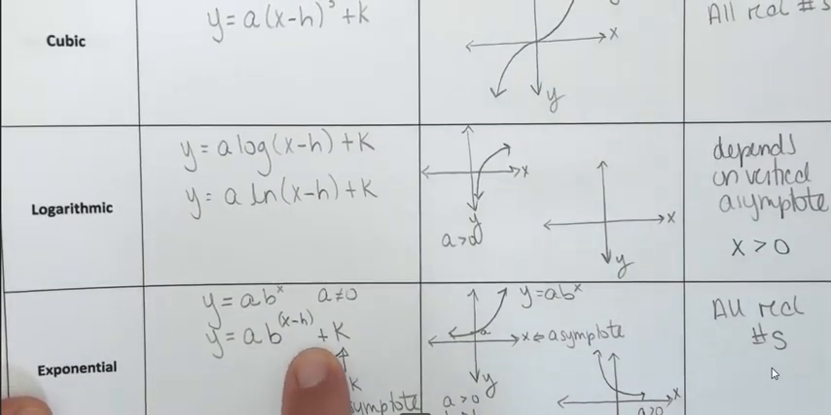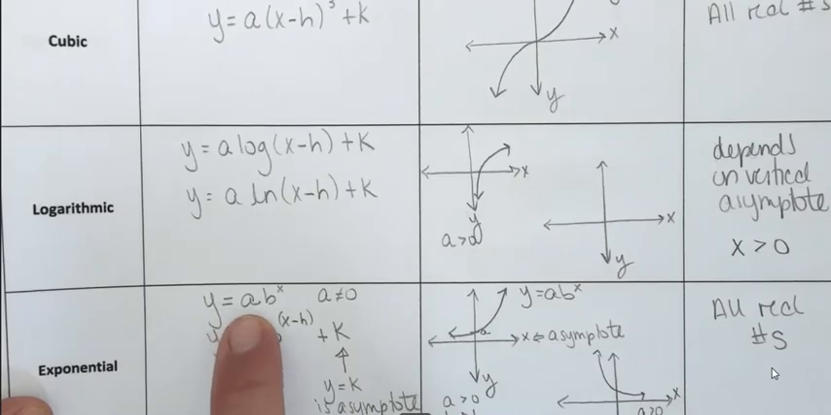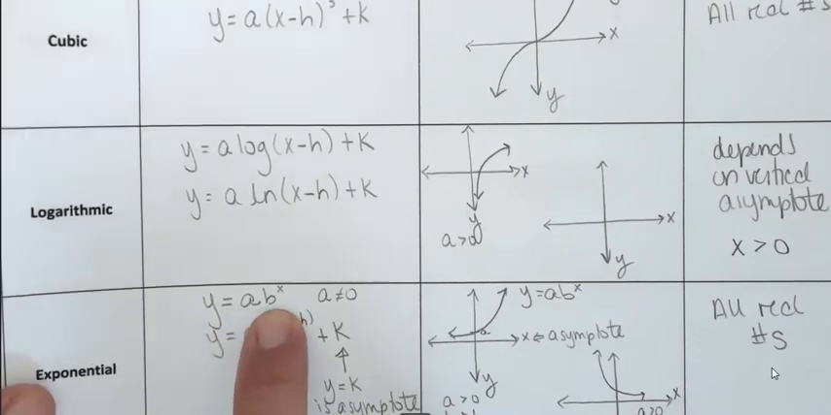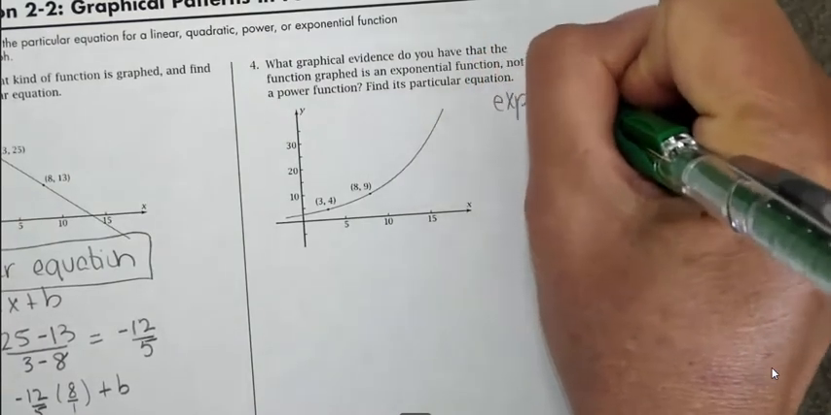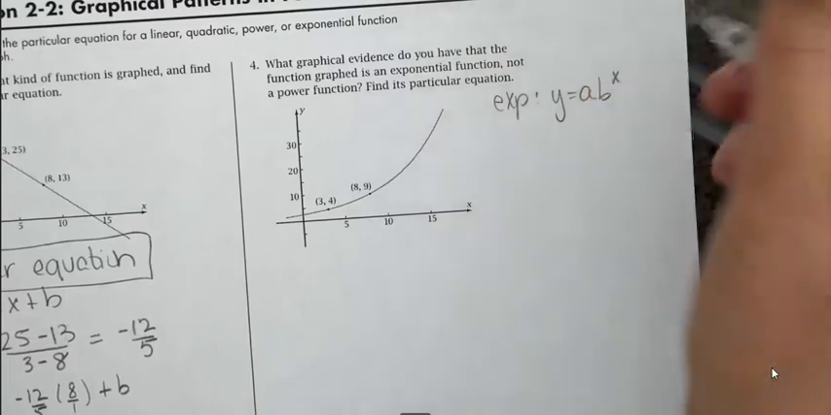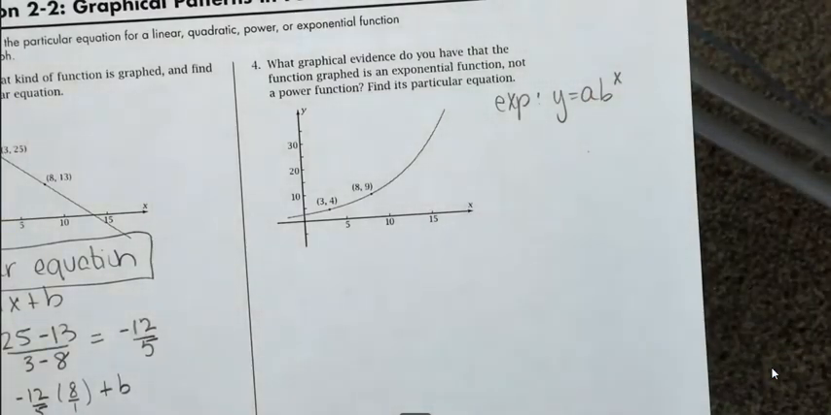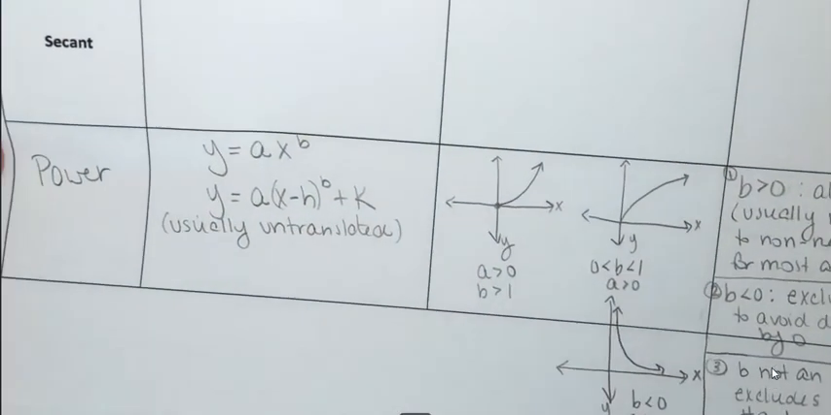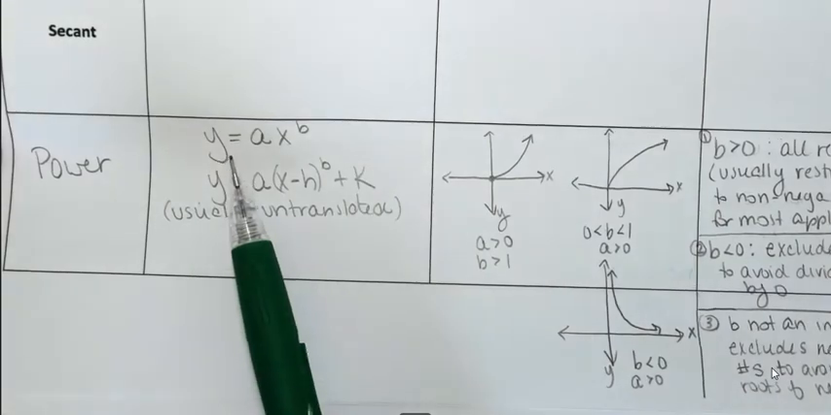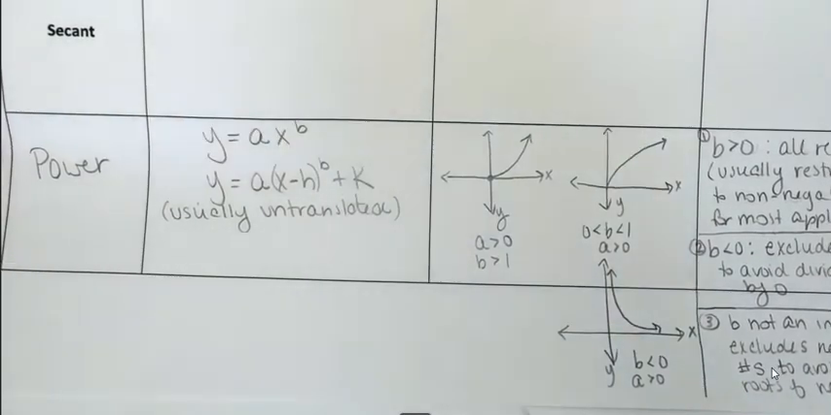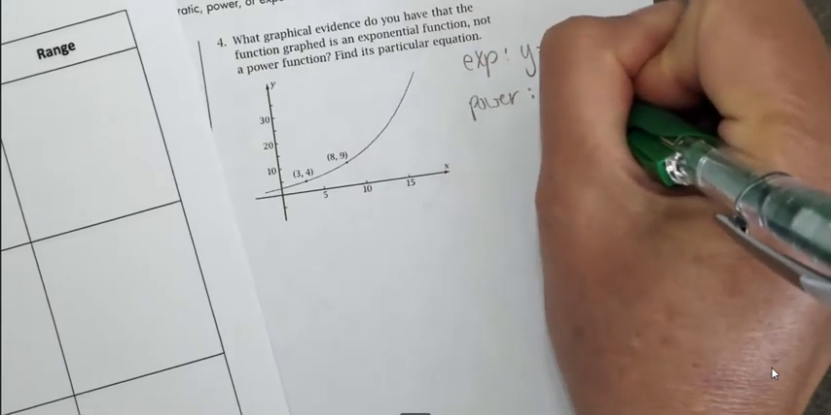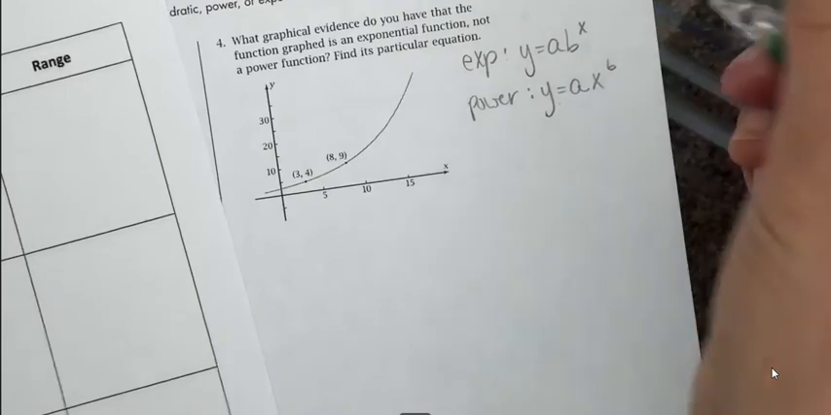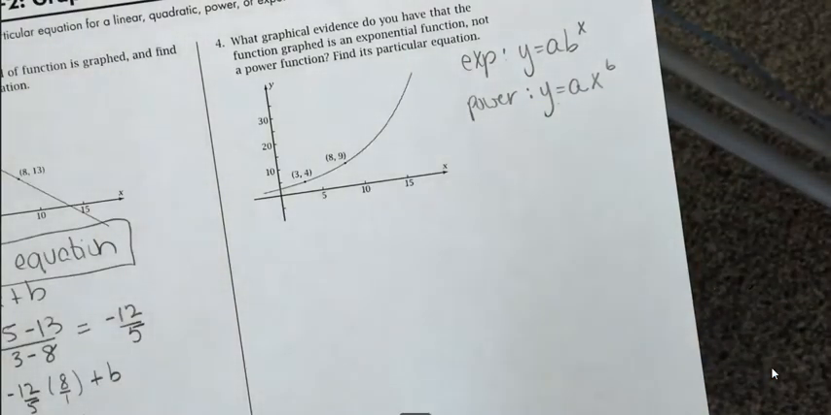So when we did this, and there's the transformed version, I'm not going to worry too much about the transformed version. We're going to focus on y equals a times b to the x. So exponential was y equals a times b to the x. And then the power function was y equals a times x to the b. Okay, so those are our two functions that we need to compare.